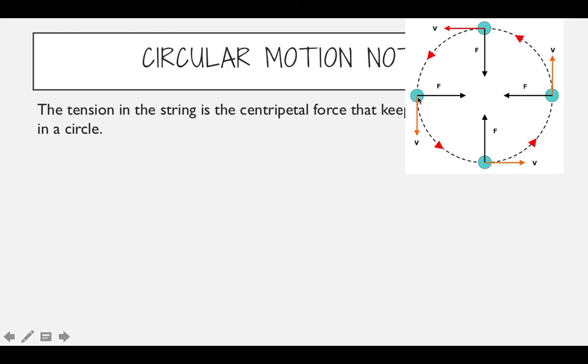So over here, it has a velocity pointed down. Down at the bottom of its path, it has a velocity pointed to the right. Over here, it has velocity pointed up, and this is all relative to this figure. But the force that's keeping it moving in the circle is always pointed towards the center of the circle. And in this case, that centripetal force is due to tension.